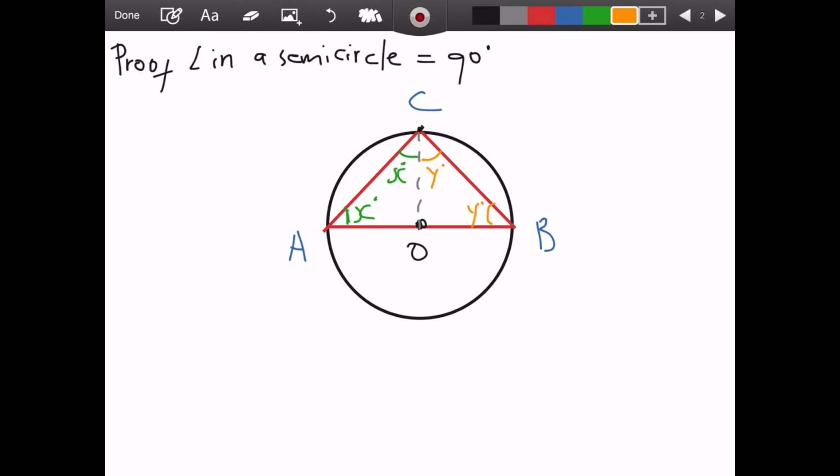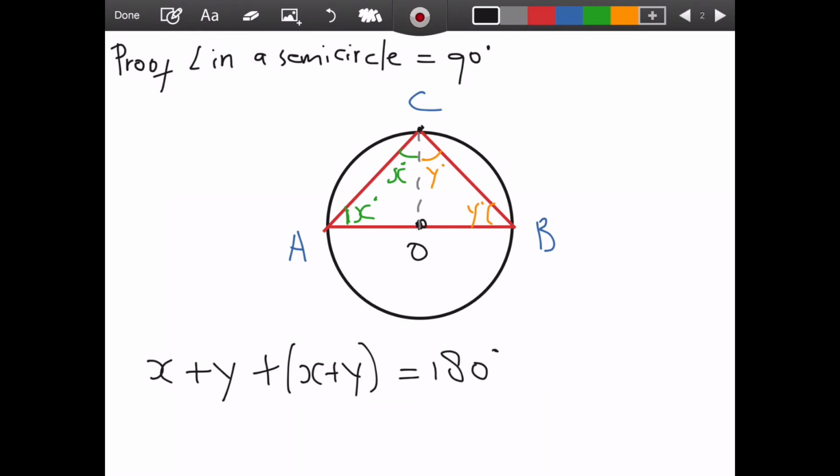Now, looking at the big picture, triangle ABC, you will see that the angles are X degrees, Y degrees, and X plus Y degrees, right? And we also know that the sum of angles in a triangle is 180 degrees, right? So which means I can say that X plus Y plus X plus Y is equal to 180 degrees, correct?